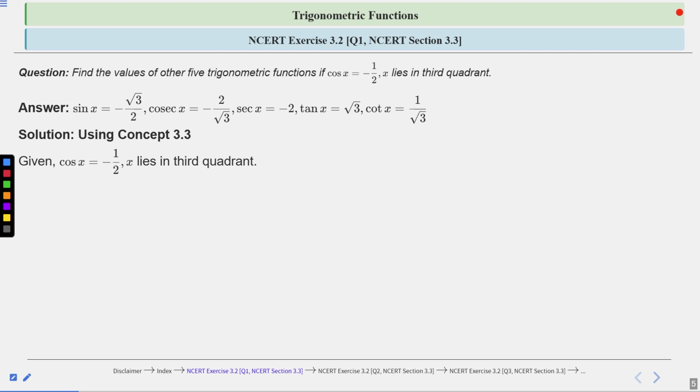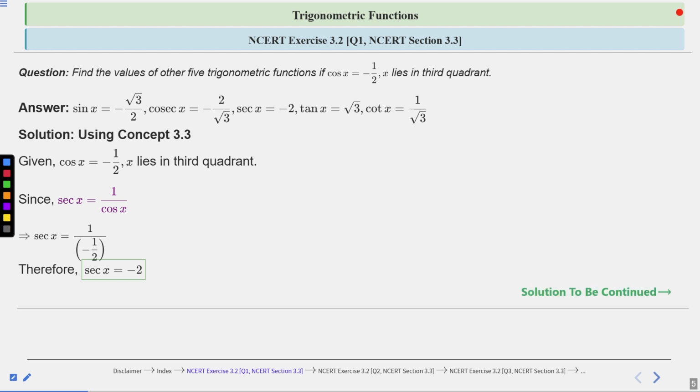Given cos x equal to minus 1 by 2 and x lies in the third quadrant, right? Now since cos x equal to minus 1 by 2 and we know that sec x is basically equal to 1 upon cos x, this implies sec x will be equal to 1 upon minus 1 by 2. Therefore, sec x will be equal to minus 2. So we got sec x equal to minus 2.